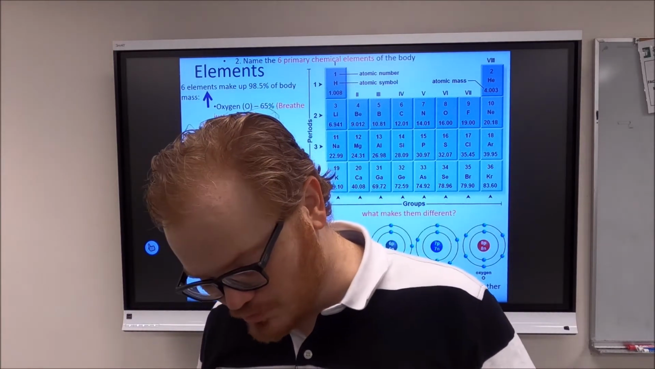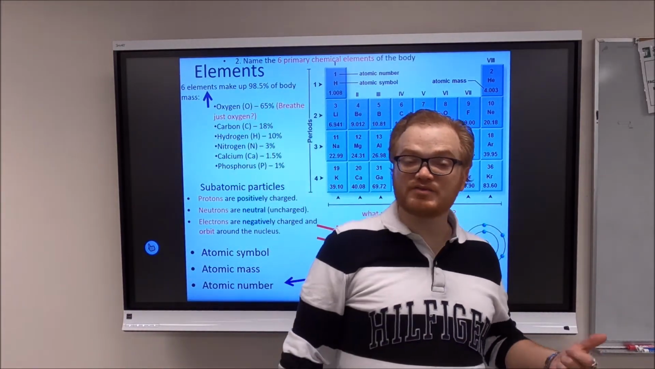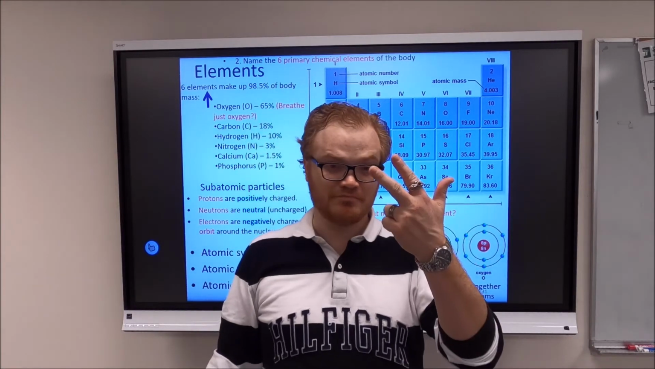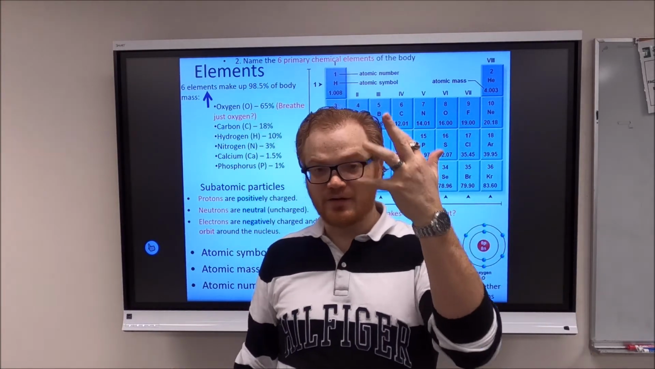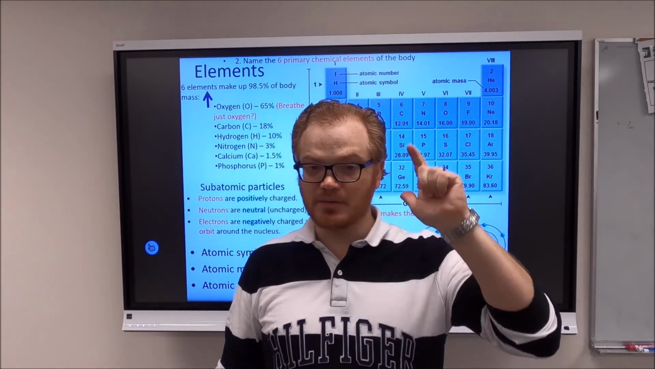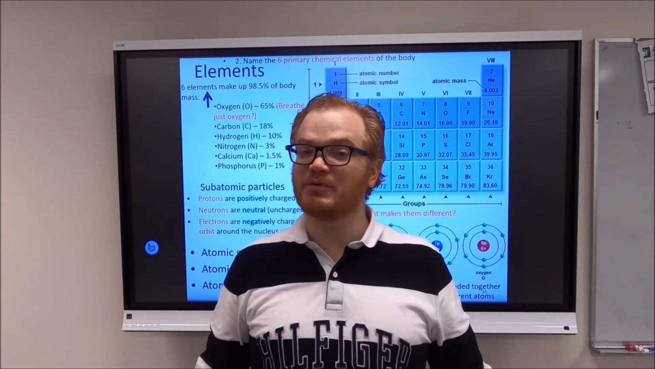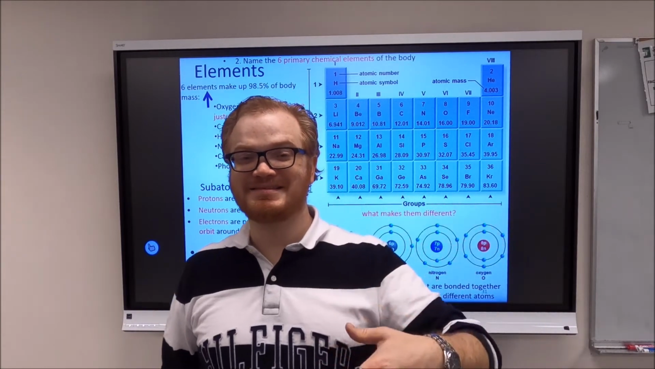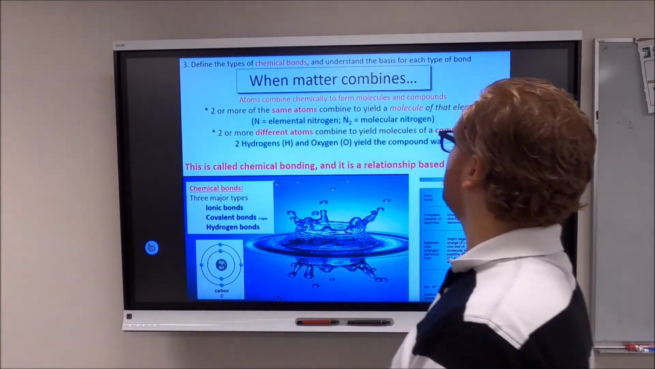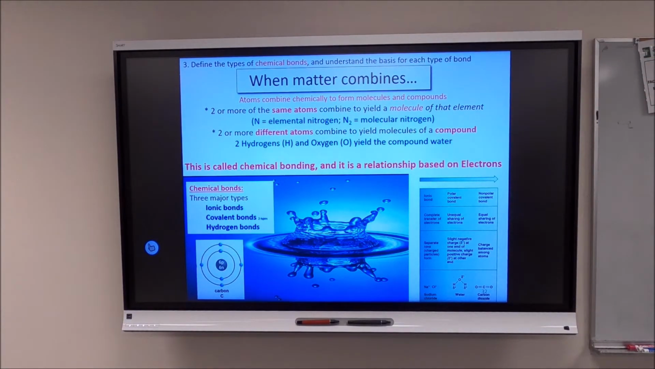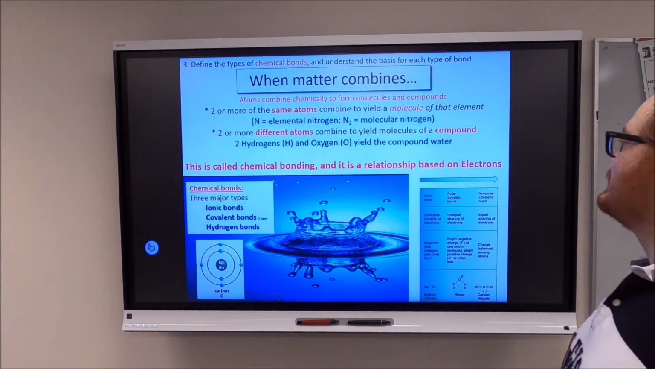So let's lay this out one more time. Protons, neutrons, and electrons. What are their charges? Where are they found? What's an atomic number? What's an atomic mass? Atomic number is the number of protons. Atomic mass is the number of protons and neutrons combined. Let's go here. All right, when matter combines, indeed.